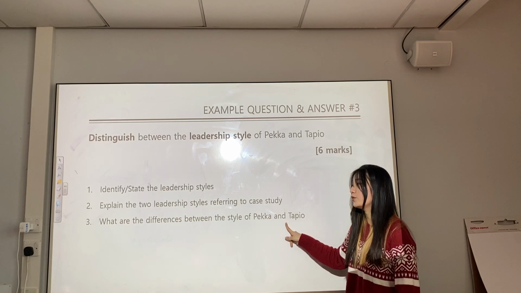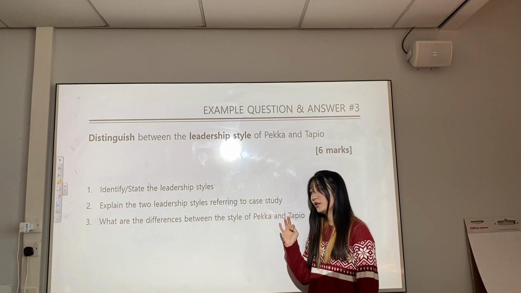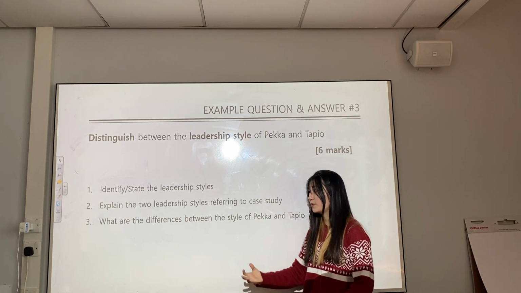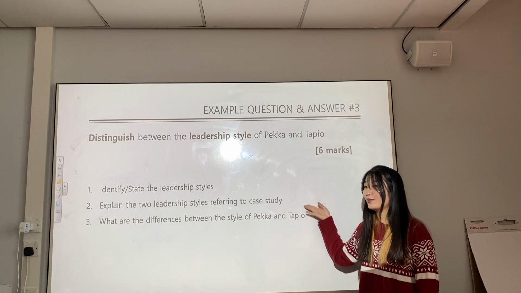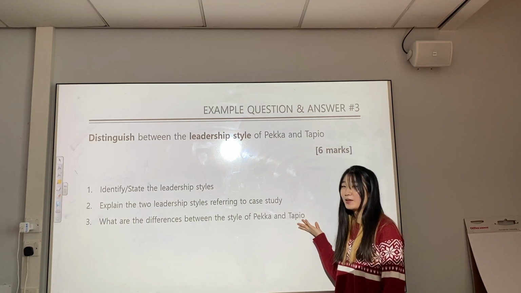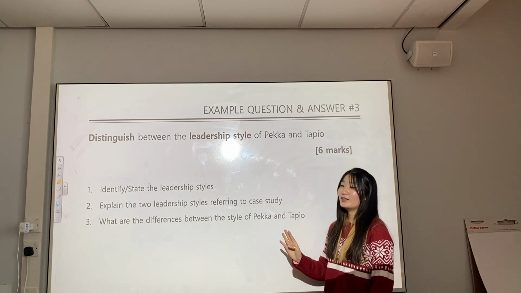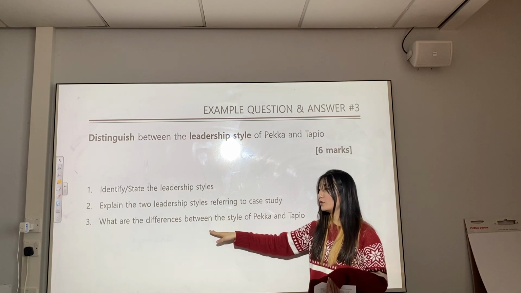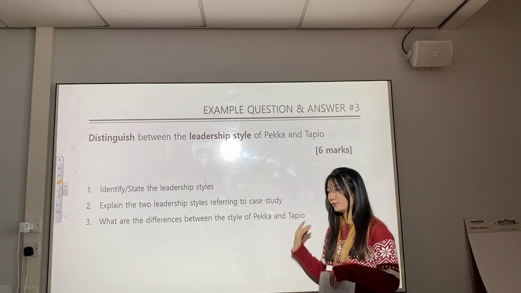And then the third mark would be: what are the differences? How are Pekka and Tapio different? And why does that make them different types of leaders? I haven't written an example answer for you for this one so that you can have a go at thinking it through in your mind. But this is a basic structure of how your answer would look. Instead, you will do 2 of them, one for Pekka and one for Tapio.